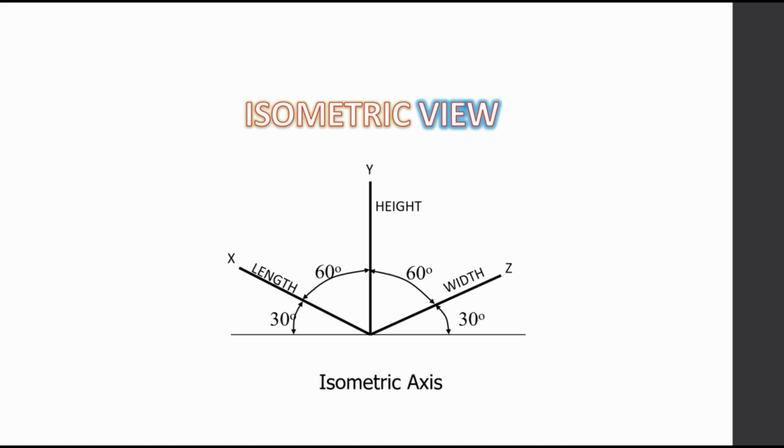In AutoCAD, we can draw these axes by using the F5 button. We can change the cursor to X, Y and Z axis using the F5 option. Now let's start drawing.